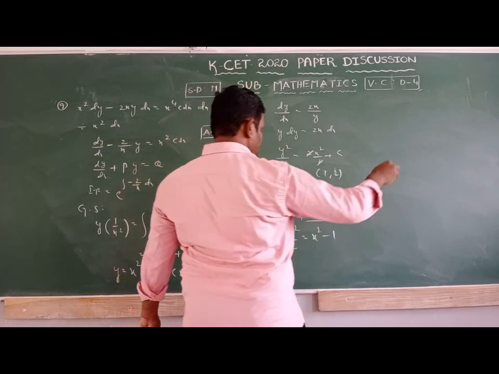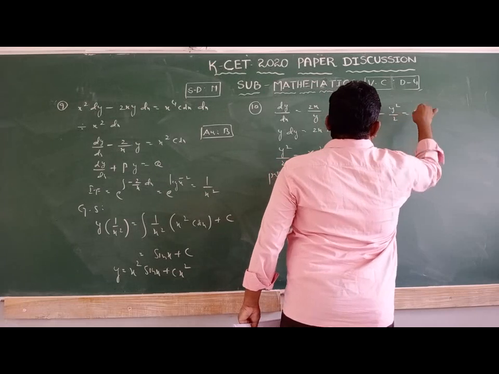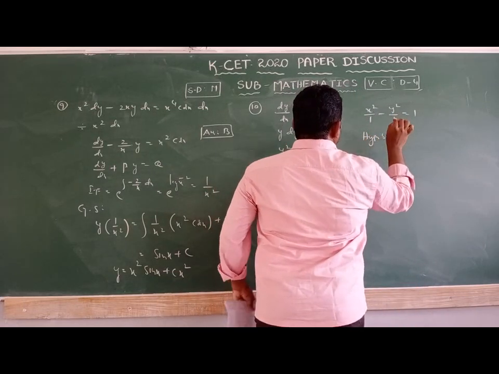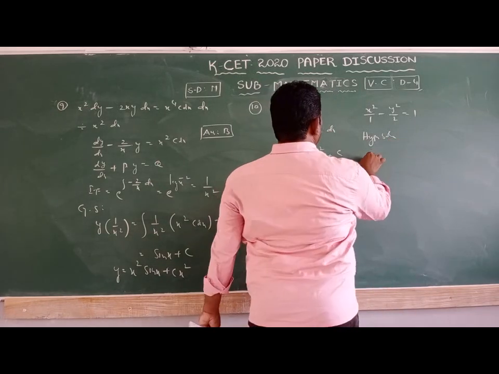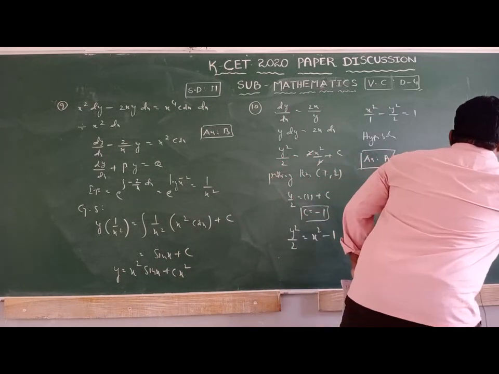Then finally what we have done here? x square by 1 minus y square by 2 is equal to 1. This is a hyperbola. So which option is correct here? Option A is the correct answer.